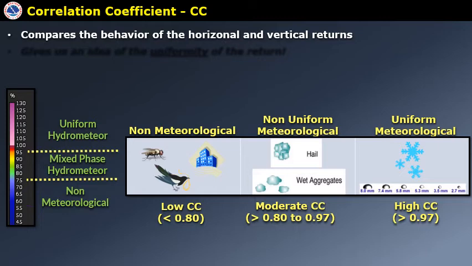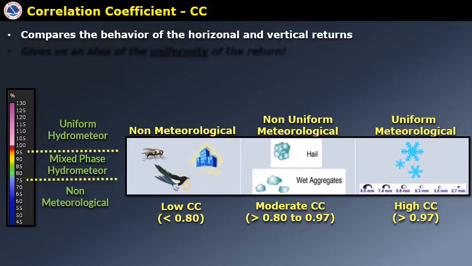Our next dual pole product that we will discuss is the correlation coefficient, or CC for short. Now, CC gives the radar interpreter the ability to determine how uniform the radar sample volume is by comparing the behavior of the horizontal and the vertical power returned. Unlike ZDR, CC values can be interpreted similarly for all types of radars independent of their wavelength.